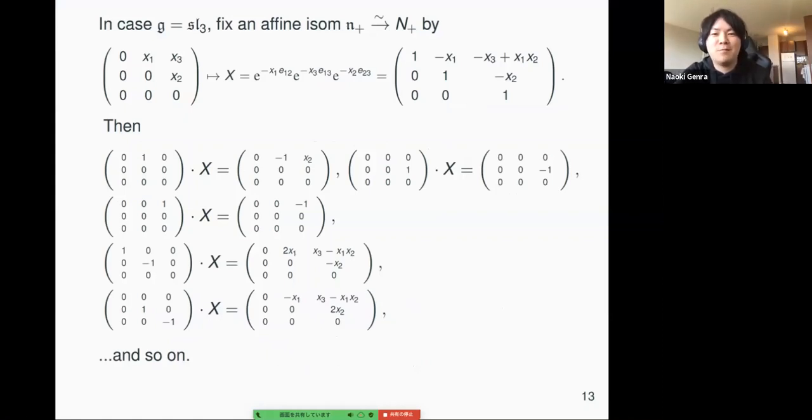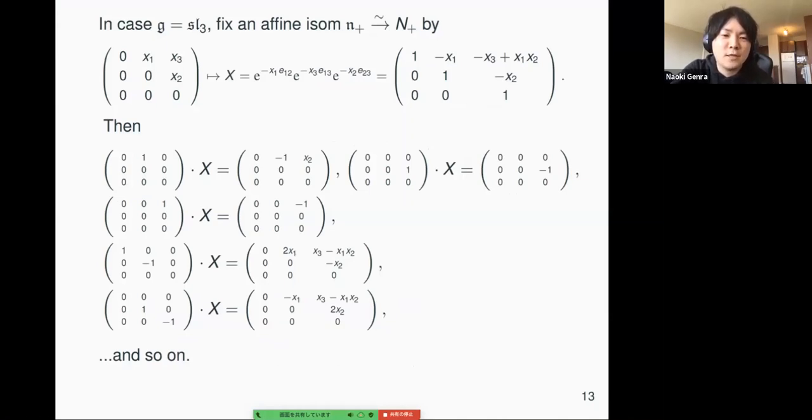Now we fix N plus to large N plus. So in the SL3 case, N plus is just an upper triangular part with identity diagonal and entries x1, x2, x3. And it maps to large X, just by using the exponential, E minus x1, E minus x3, and E minus x2. The diagonal part becomes just 1, but the upper part is a little complicated. Now we compute this differential representation by using the Frenkel formula.